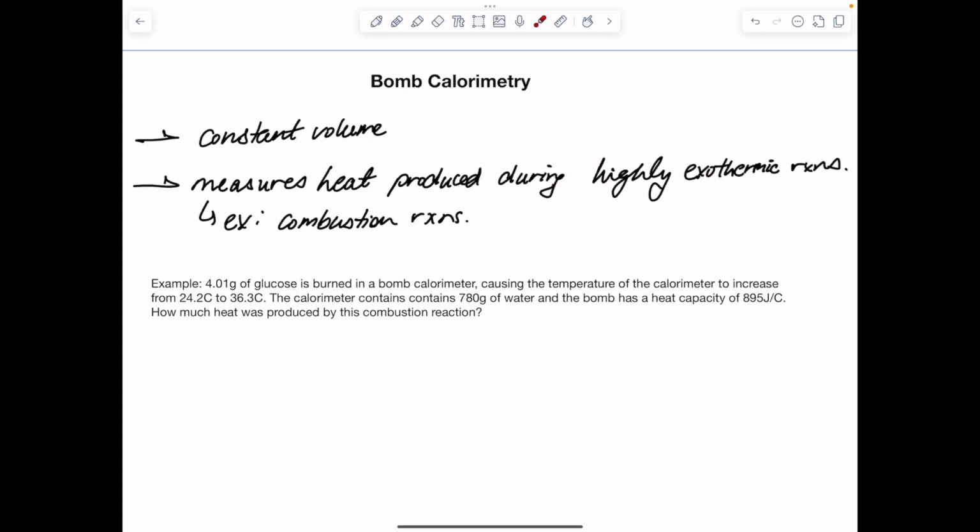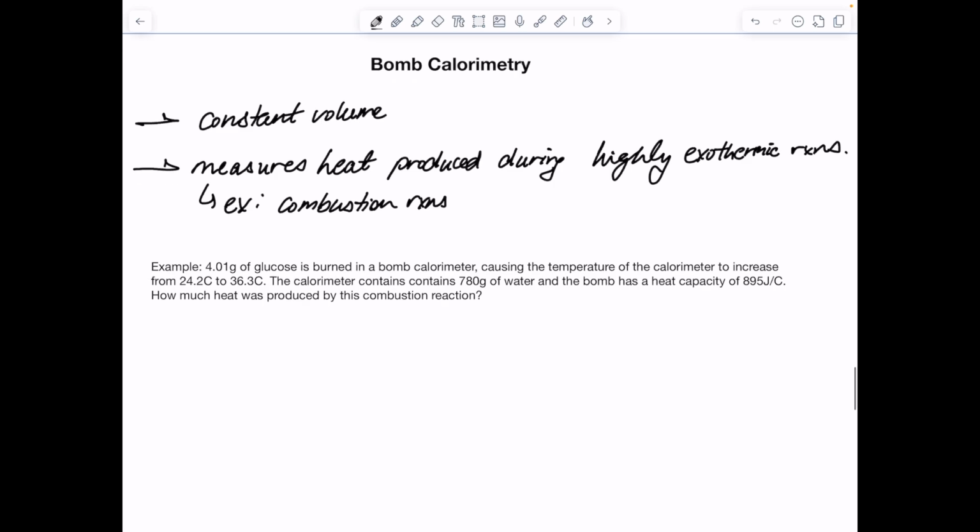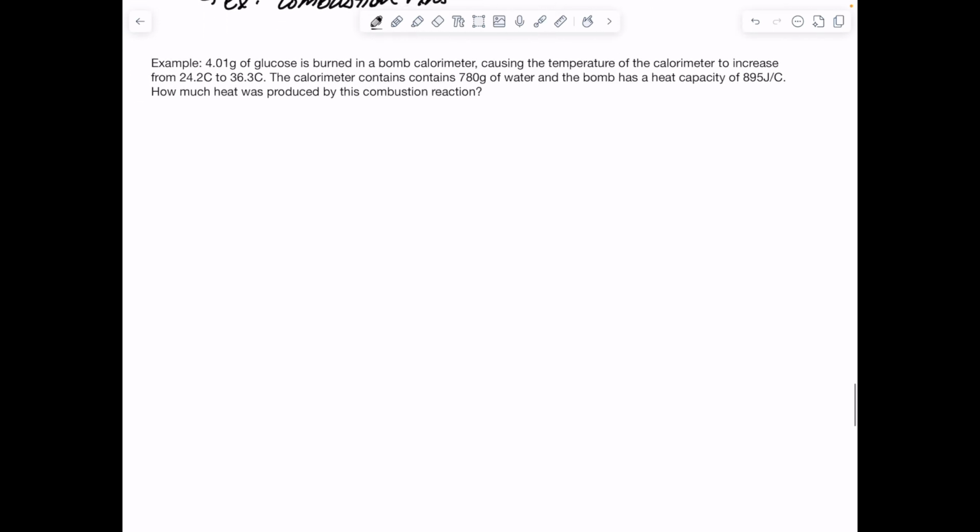Well, let's talk about bomb calorimetry and approach this question on it. One thing about bomb calorimetry is that it is during a situation of constant volume. And it also measures the heat that is produced during a highly exothermic reaction. A really great example is a combustion reaction. So anytime you have mention of combustion reactions, you know that it is a bomb calorimeter that is being used. So let's deal with this question here.